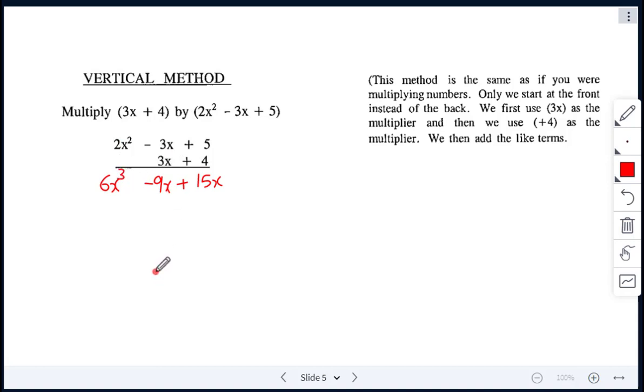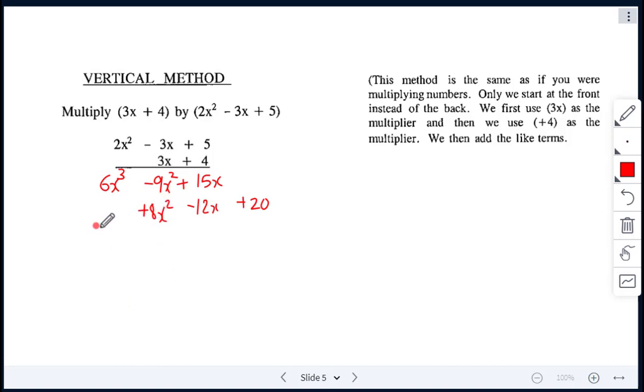All right, then we're going to multiply our second term here, the 4. So 5 times 4 is positive 20. And then 4 times negative 3x, which is negative 12x. So notice how I'm putting like terms under each other. I forgot to put the squared here. So just remember this was the 3x times negative 3x, which was negative 9x squared. Okay, so next we have the 4 times the 2x squared, which gives me a positive 8x squared.